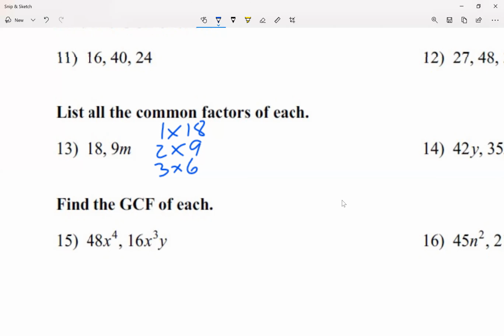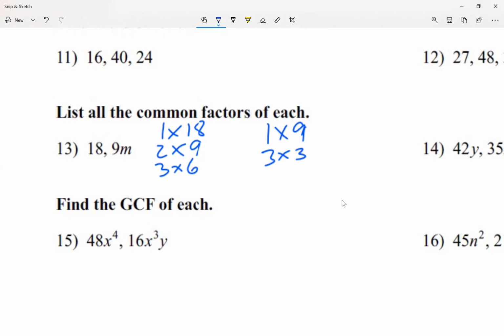Now let me find my factors of 9. I'm going to say 1 times 9. 2 is not a factor of 9, because 2 times something, no, I can't do it. But then 3 times 3. There's a repetition of numbers, so I stop. So my factors of 9 are going to be 1, 3, and 9.